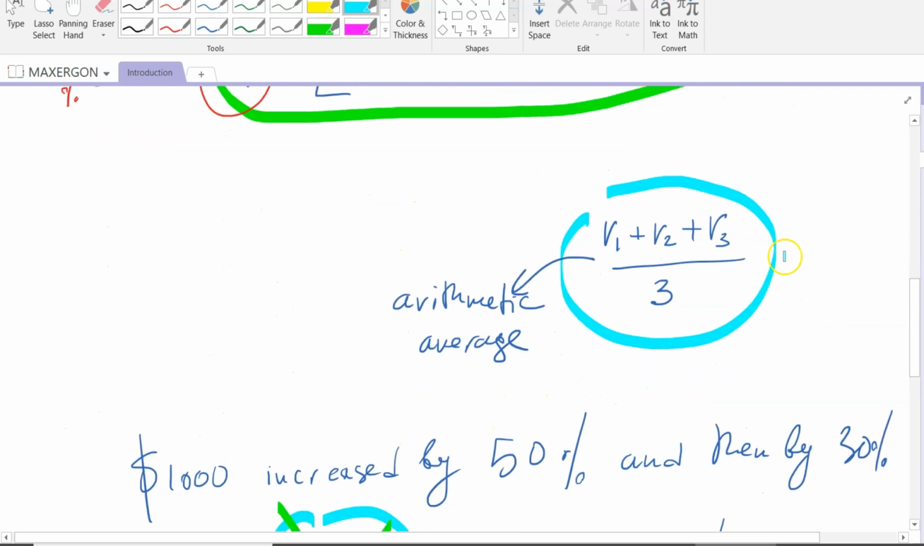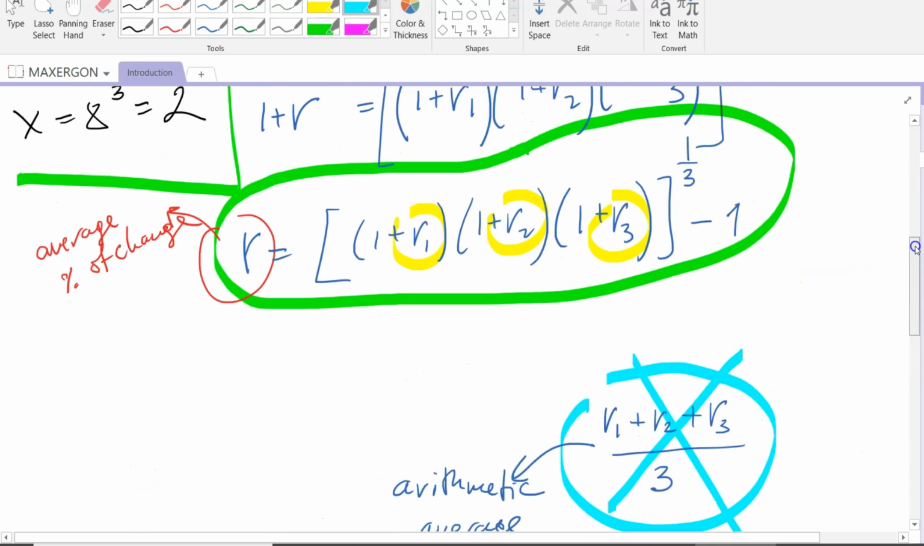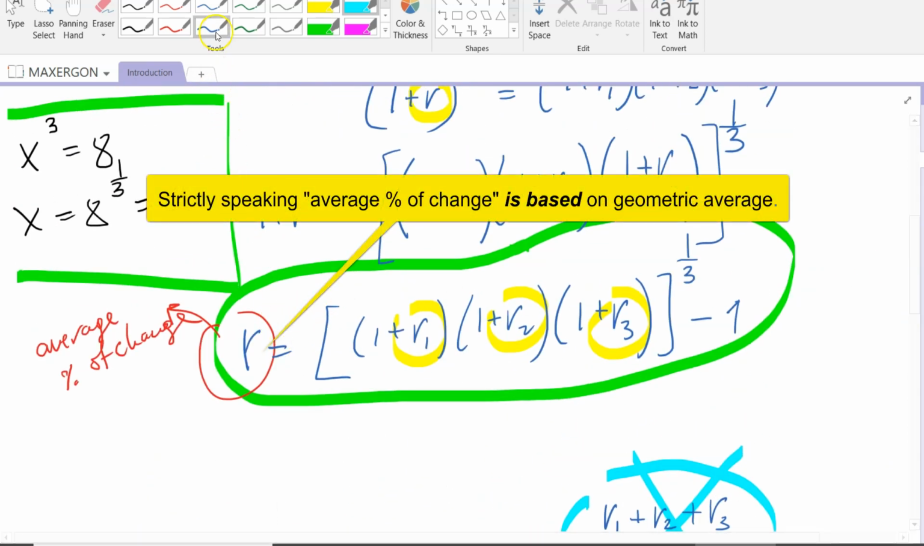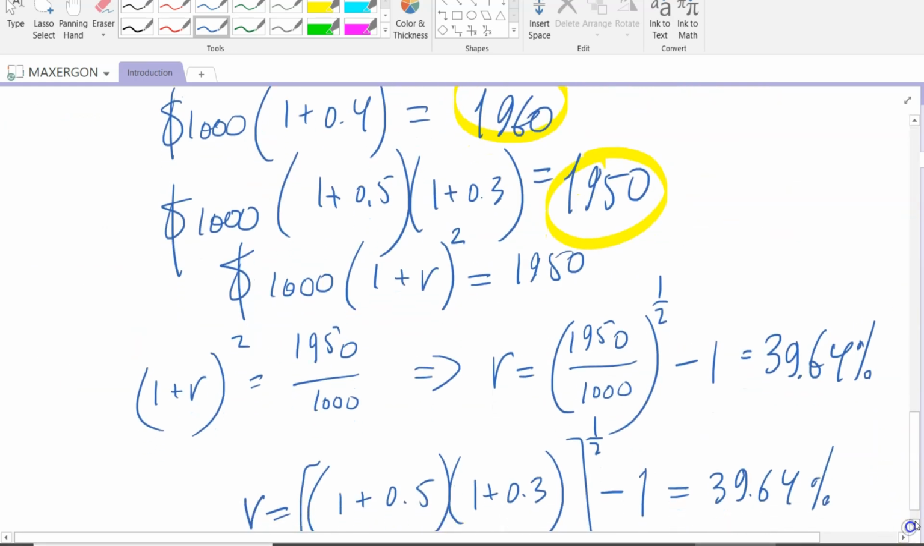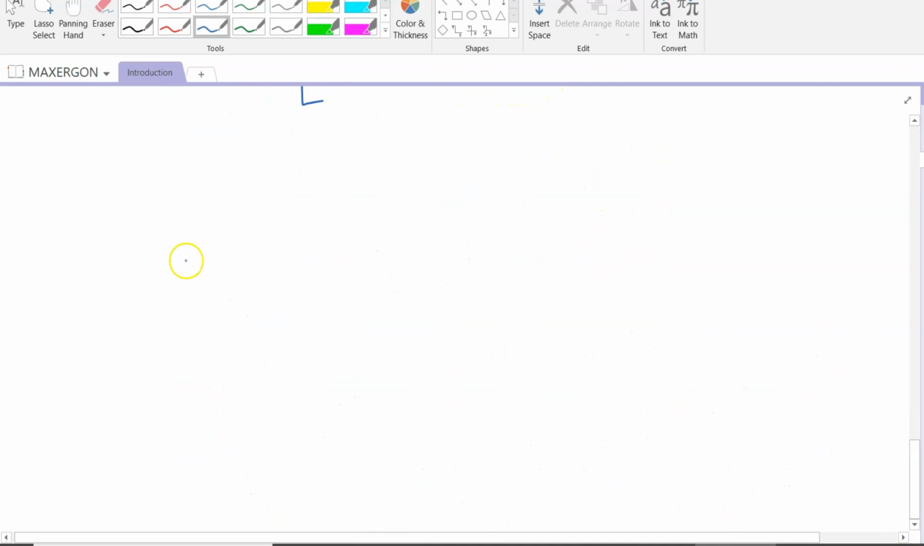Therefore, when we solve for average percent of change, we're not going to use the arithmetic average. Instead, we'll be focusing on geometric average. For this reason, we'll be writing subscript G here. Of course, this formula can be extended in obvious way to any number of different changes, increases or decreases. If you want to find average percent of change, so this geometric average, when multiple various changes are involved, you will use this general formula.